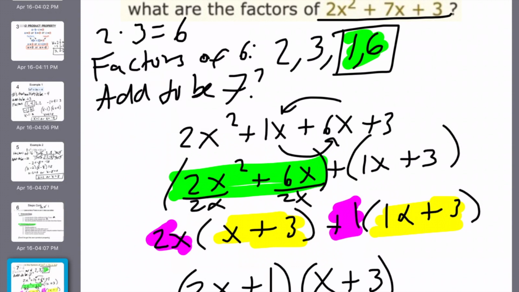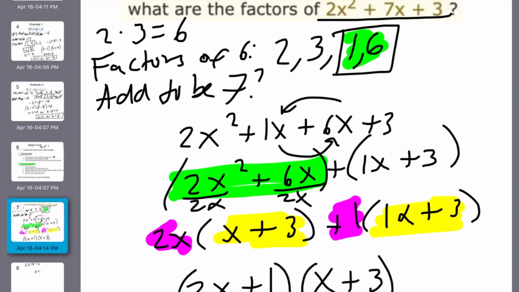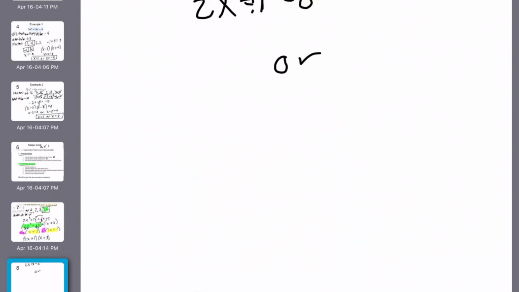But of course, I have to take it one step further and try to find my solutions. So I'm going to go ahead and do 2x plus 1 equals 0. That looks like a 7. It's supposed to be a 1. Plus 1 equals 0. Or, what was it? x plus 3 equals 0.